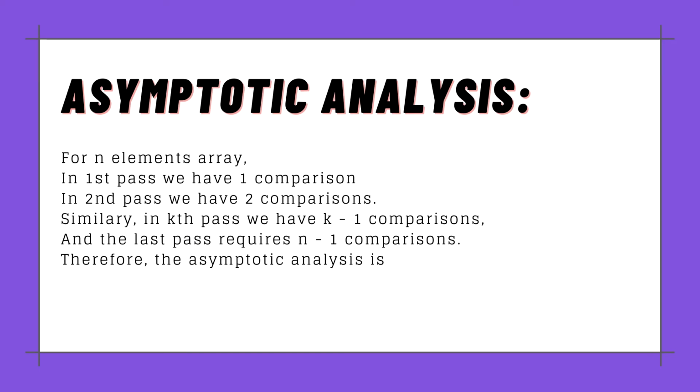Asymptotic analysis. For an n elements array, in the first pass, we have one comparison. In the second pass, we have two comparisons. Similarly, in the kth pass, we have k-1 comparisons. And the last pass requires n-1 comparisons. Therefore, the asymptotic analysis is big O of n squared, or we could also call it quadratic time.